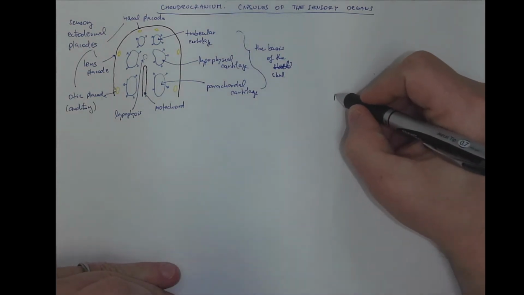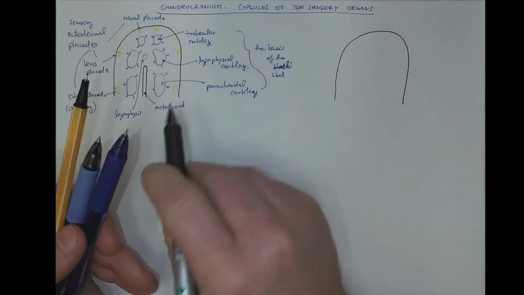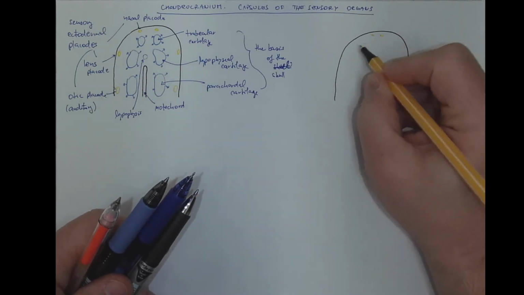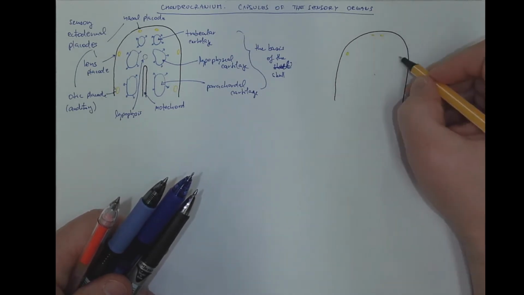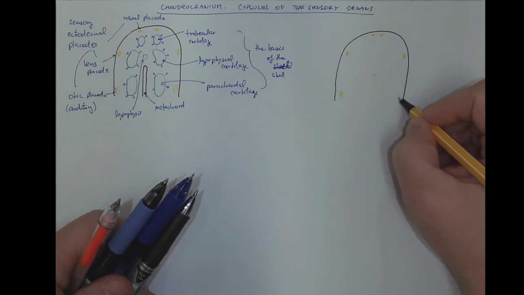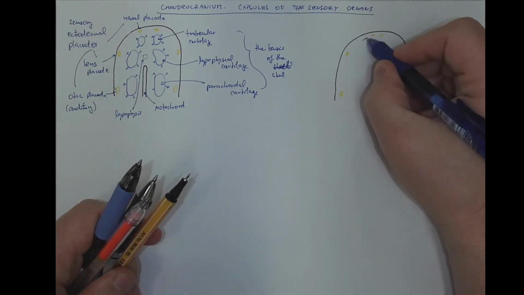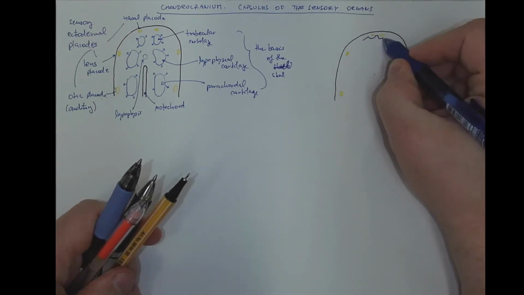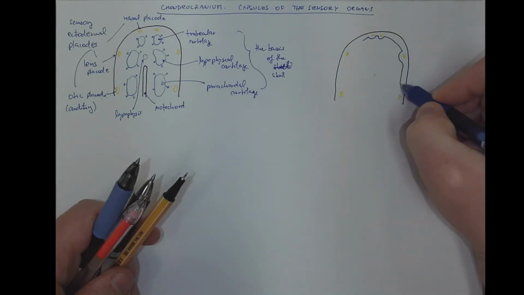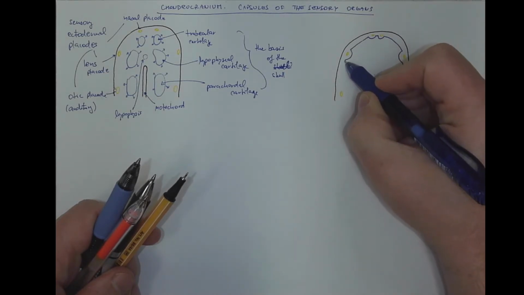So later on, the fusion of these pieces of cartilage will surround these sensory placodes, forming kind of cartilaginous capsules around these organs, around these sensory organs.